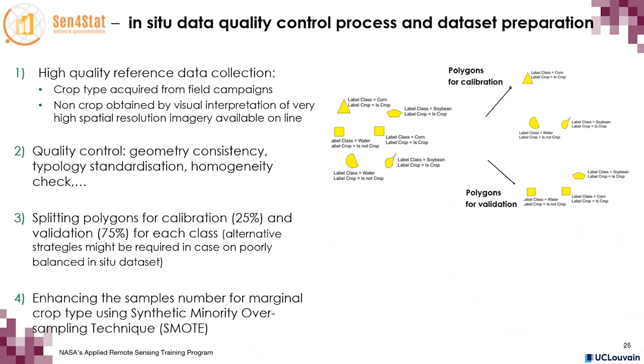Last but not least, for the marginal crop types, which were not frequent in the dataset collected on the ground, we need to enhance this sample using the synthetic minority oversampling technique. This is also part of the Sen4Stat system for the in situ dataset preparation.